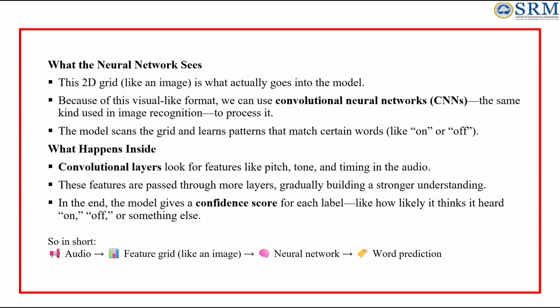What happens inside? Convolutional layers look for features like pitch, tone and timing in the audio. These features are passed through more layers, gradually building a stronger understanding. In the end, the model gives a confidence score for each label, like how likely it thinks it heard on, off, or something else. So in short, we can see the audio after feature extraction as a grid like an image, then the neural network, and last, the word predictions.